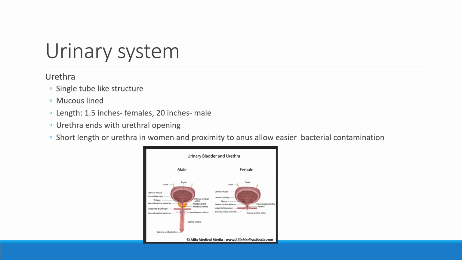The urethra is a single tube-like structure. It is mucus-lined. The length is 1.5 inches in females and 20 inches in males. So you can see there is a big difference between the length of urethra. The urethra ends with the urethral opening. The short length of urethra in women and the proximity to the anus allows for easier bacterial contamination in women.